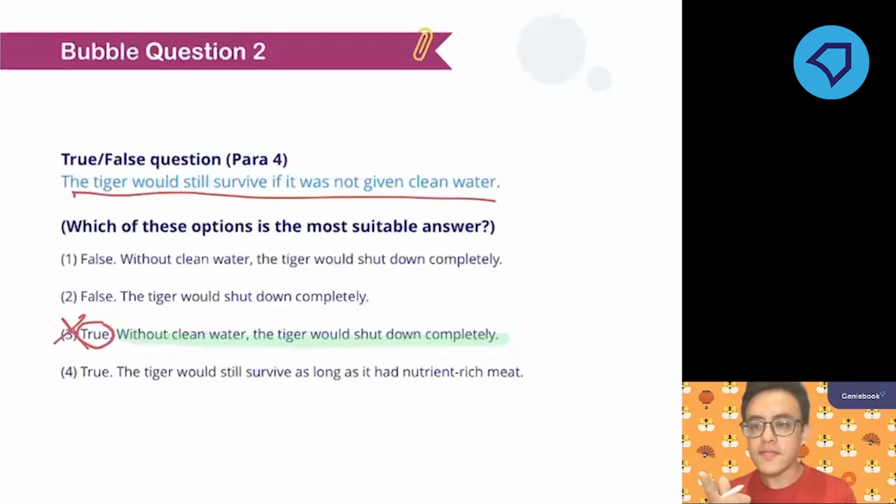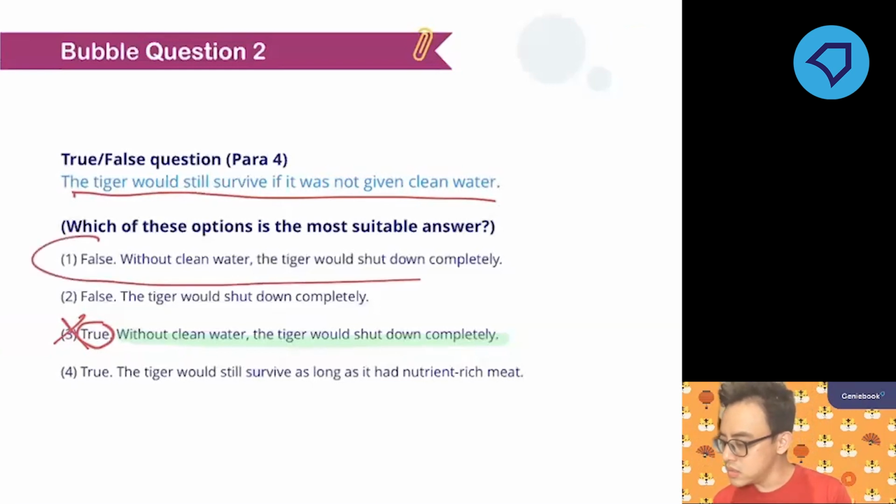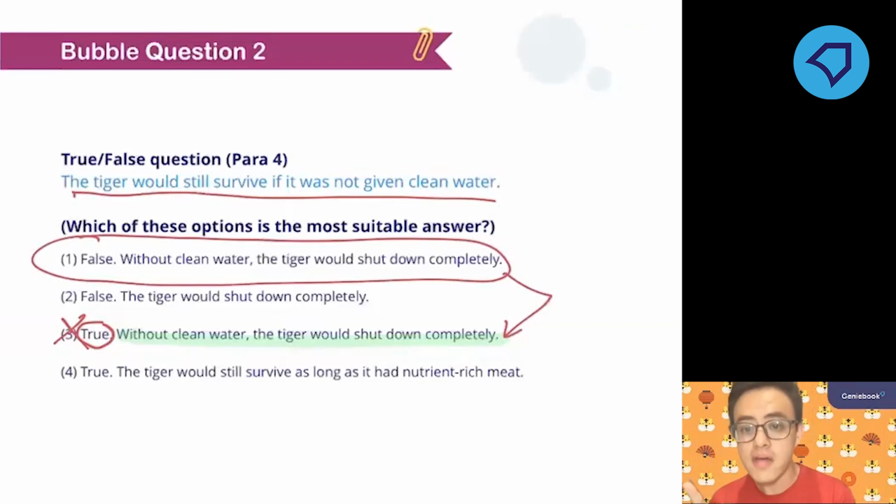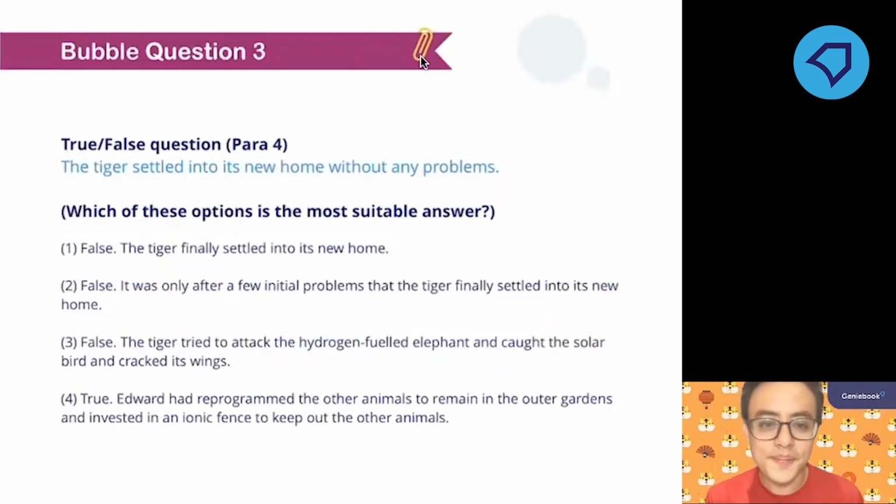If it will not survive, it means that this statement cannot be true. So the answer is false. Without clean water, the tiger would shut down completely. So those of you who answered 3, you'll notice it is very similar to number 1. Number 3, a true-false question as well.